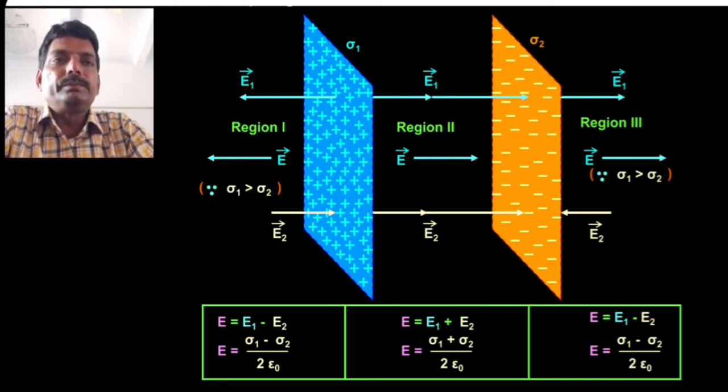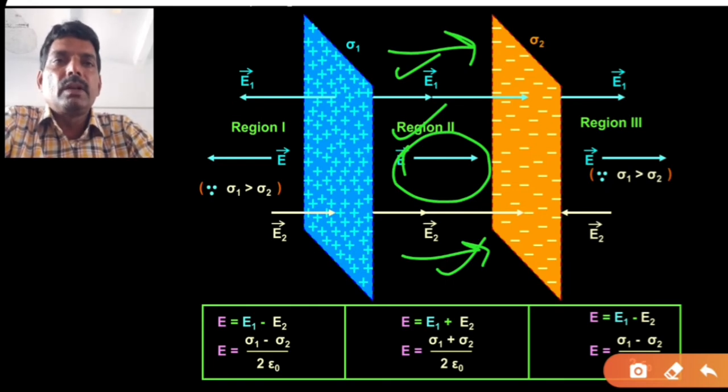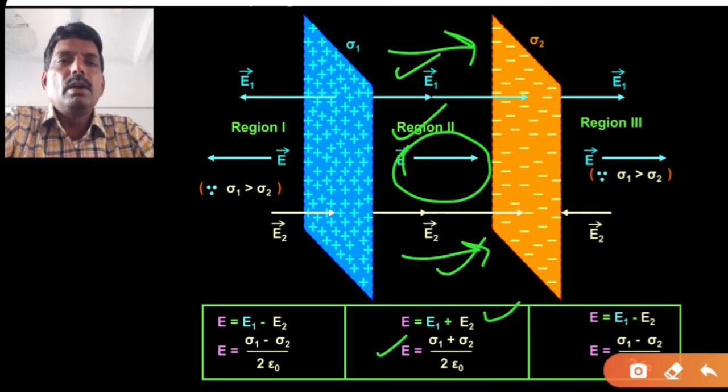Similarly in region 2, this E1 and E2 both are in the same direction. Here is also the same direction, therefore the resultant electric field is in the same direction. So if they are in the same direction, they will get added. So E is equal to E1 plus E2, so the resultant electric field intensity's magnitude is equal to sigma 1 plus sigma 2 upon 2 epsilon naught, that is the magnitude here.